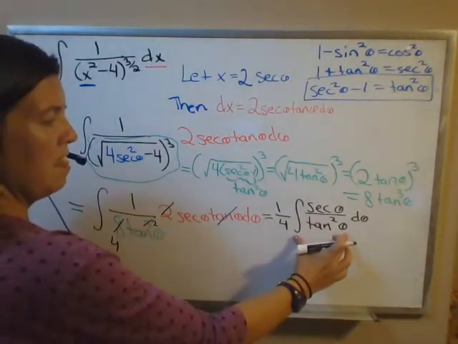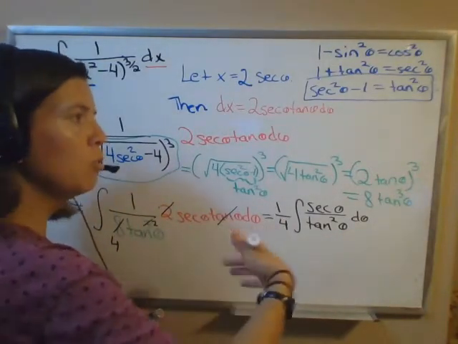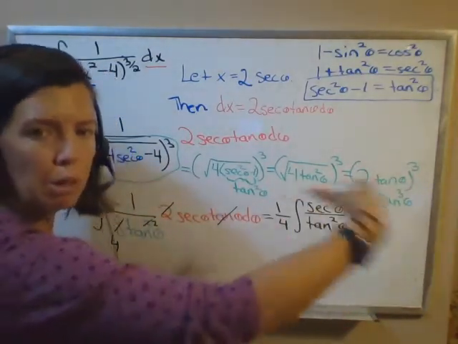So something like this. This isn't your traditional secant tangent integral where we say, okay, well, do I want to break away a secant squared? Do I want to break away a secant tangent?